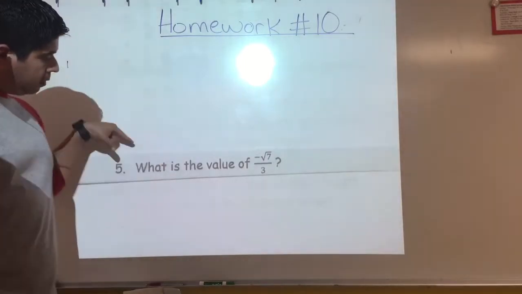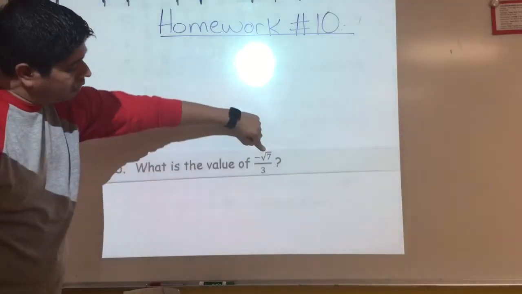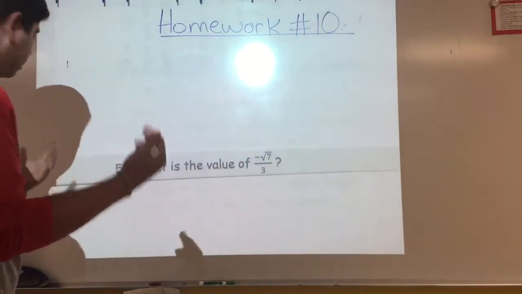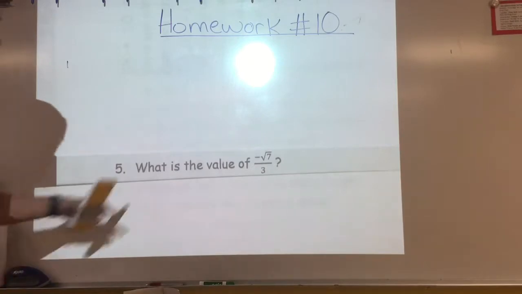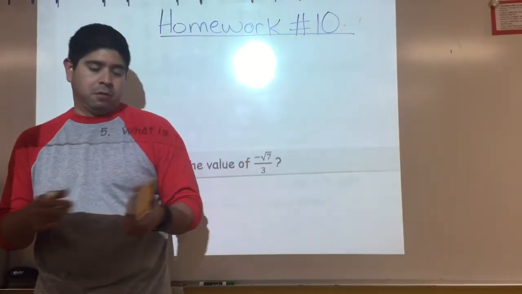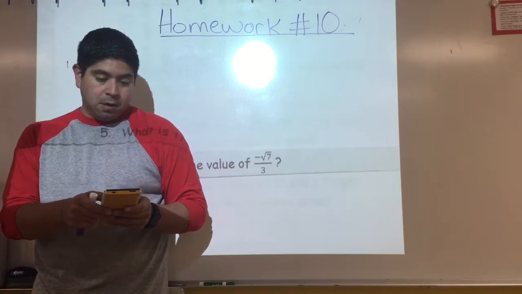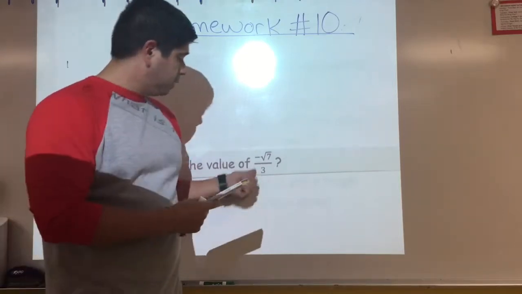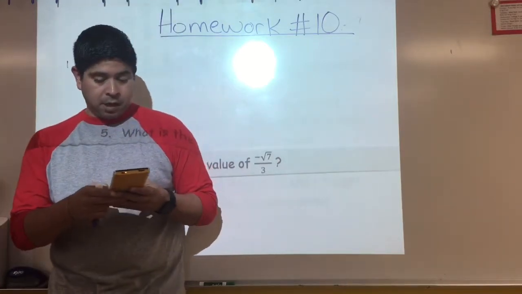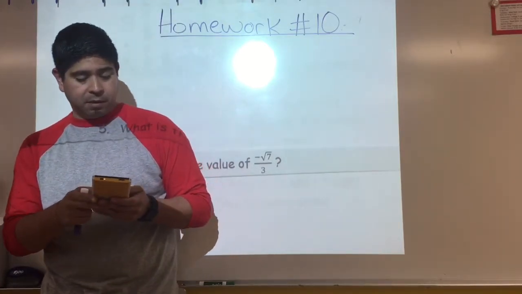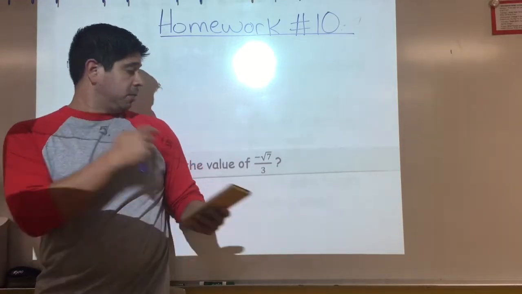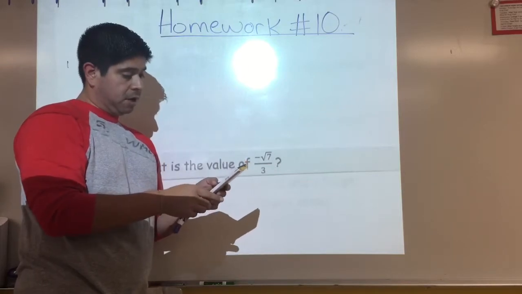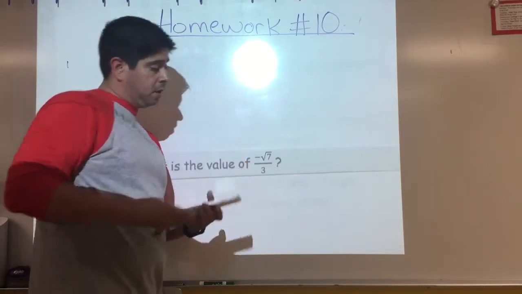Okay, number 5. What is the value of negative square root of 7 over 3? All you're doing when it says what is the value is putting this in your calculator, and that's what you're looking for. So I'm going to go to my calculator. I'm going to hit control divide to make the fraction bar. On top I'm going to put negative and then square root of 7. So control and x squared to bring up the radical sign. Put 7 inside, go down, hit 3, and then hit enter.